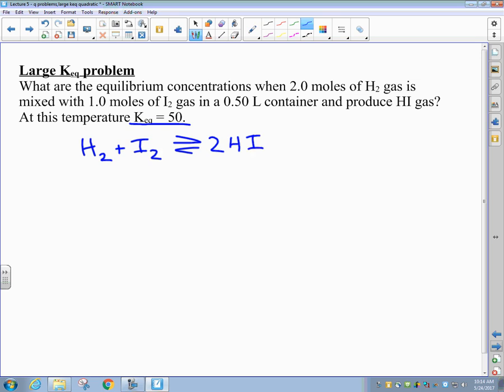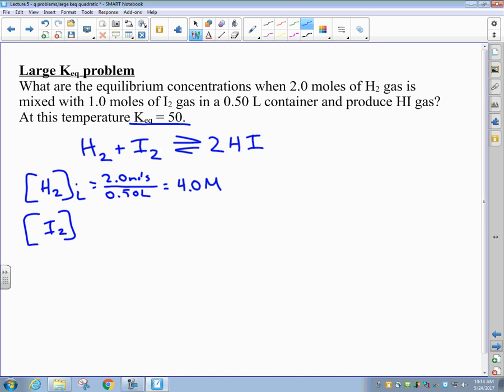We're going to then solve for our initial concentrations. Our initial concentration of H2 is the 2.0 moles of gas divided by the 0.50 liters, and that's going to give me 4.0 molar. Then my initial concentration of the iodine gas is going to be 1.0 moles divided by 0.50 liters, and that will give me an initial concentration of 2.0 molar.